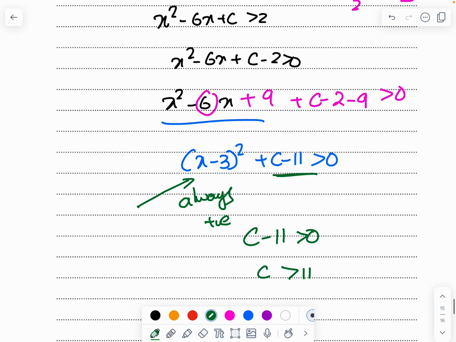So that completes our part 2 of topical based on the quadratics from P1 9709 CIE A level.